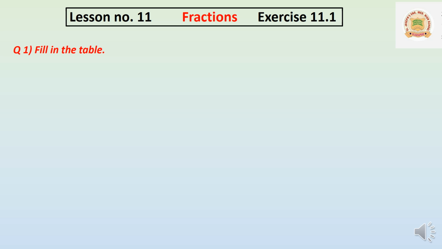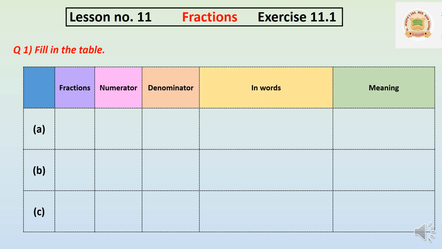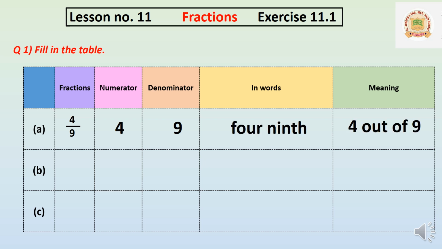What is the first question? Fill in the table. Question number 57, children. Like this a chart is there. The first fraction given is 4/9. Numerator is 4, denominator is 9. In words, 4/9 is called 4 out of 9. In the 9 parts we have made, 4 parts are shaded.